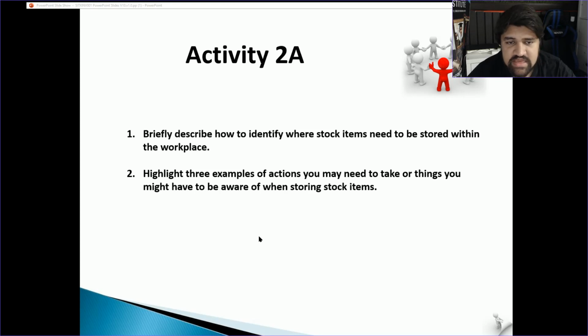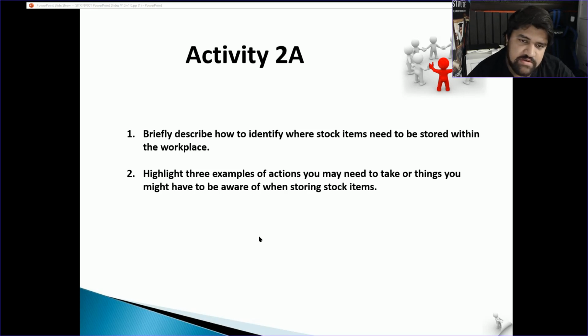Alright, 2A. Briefly describe how to identify where stock items need to be stored within your workplace. So you're really using, like I said before, the type of item that you have against where it should be stored. So you're going to be using the manufacturer's recommendations first, then you would use your own common sense. So if it says store chicken in fridge below 5 degrees, but you're not going to be using this chicken maybe for 2 weeks, what do you need to do? Freeze it. So think about it in a common sense approach.